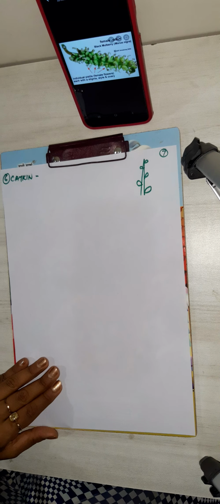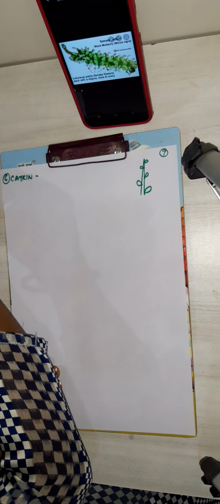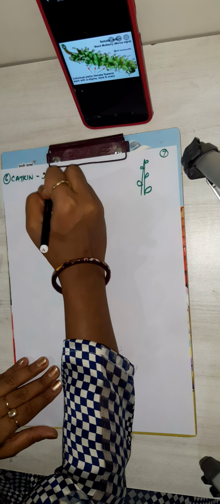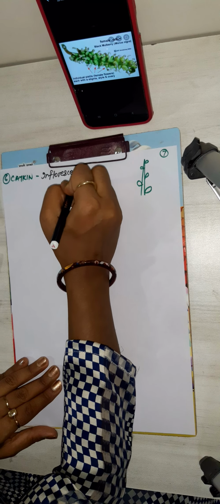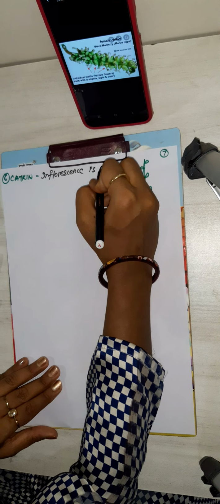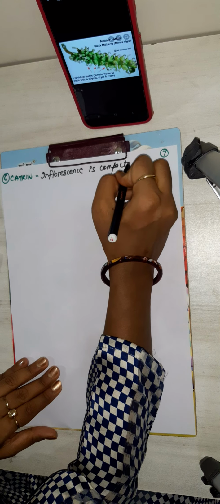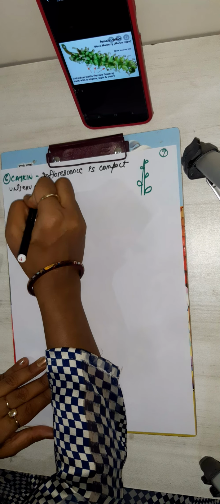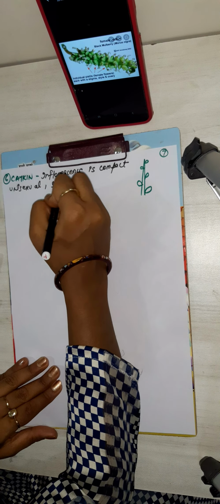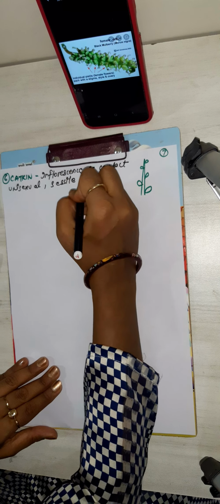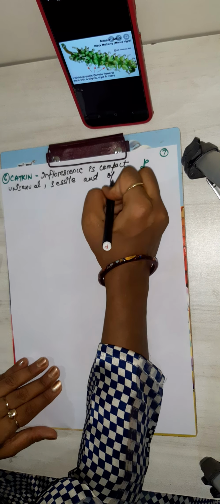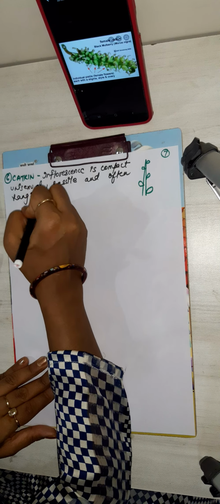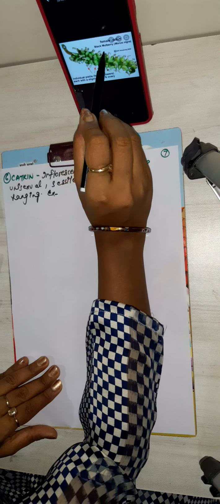So student, this is catkin, flowers is sessile. Inflorescence is compact, unisexual, sessile and often hanging. Example is mulberry.